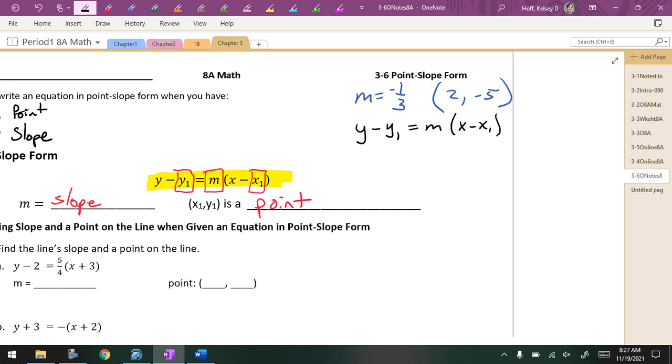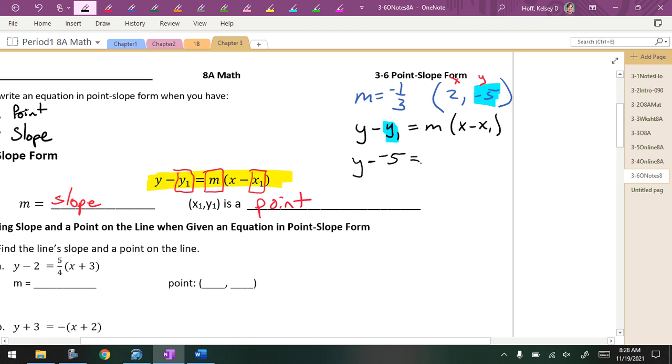Now, that y1 and x1 seems scary, but it's just from our point, okay? So you're always going to keep the y and the minus sign. We need to plug in our y coordinate. In our point, which of those numbers is our y? It's -5. Remember, your ordered pair is always x, y. So in our equation, we always have y minus, but we have a -5.